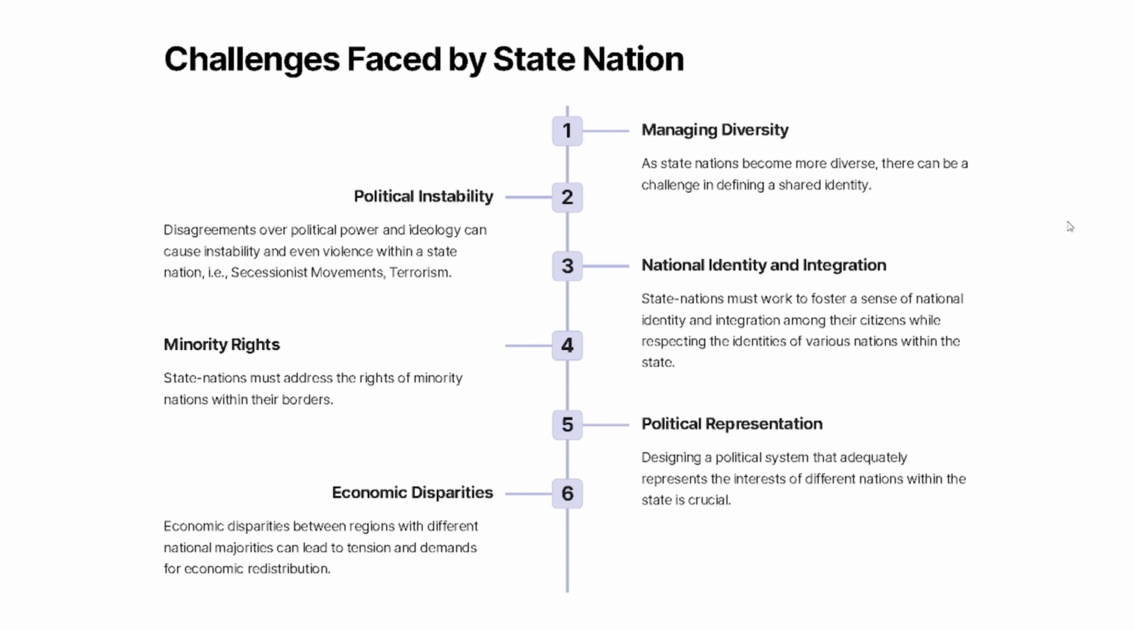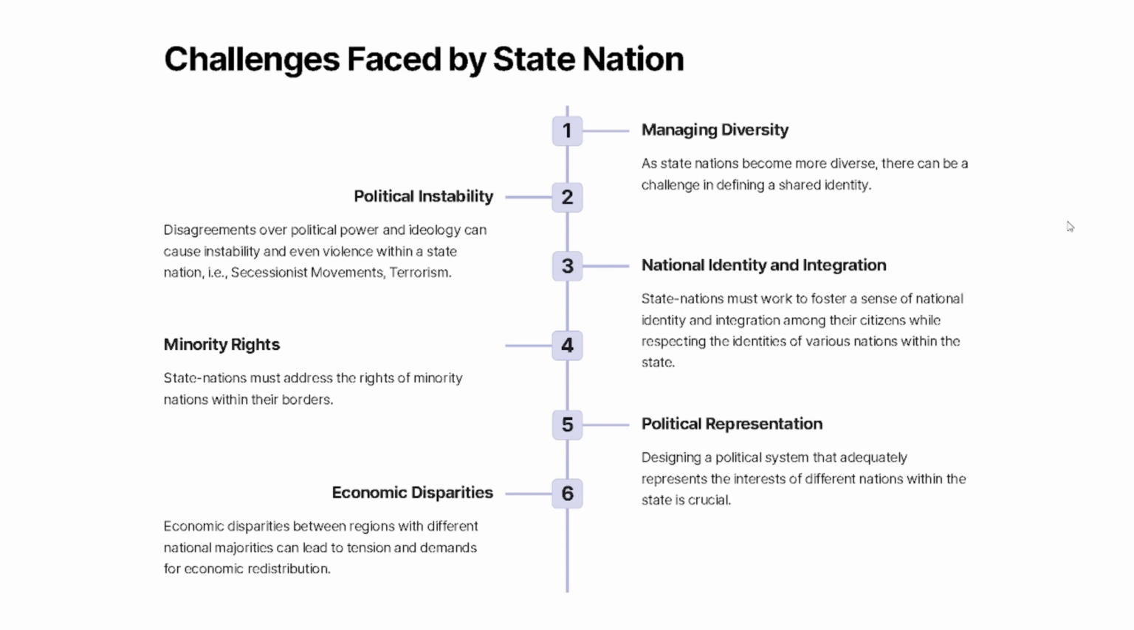Disagreements over political power and ideology can cause instability and even violence within a state nation. You can see this in terms of a secessionist movement, where a minority is not getting its proper rights or political representation, or the representation of its ideology on the national arena. So they abruptly erupt, and their movements turn into a secessionist movement where they sometimes want their separate homeland.